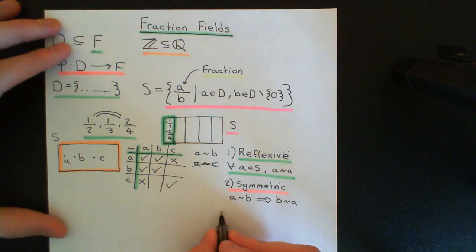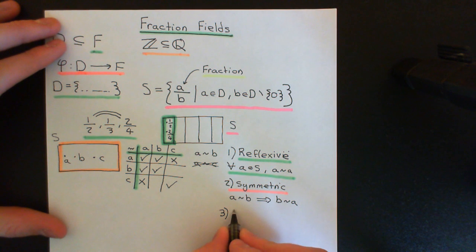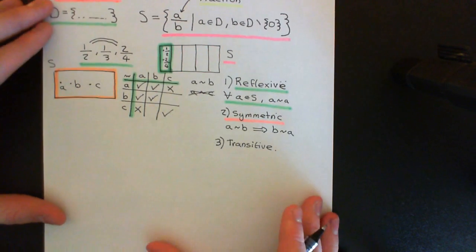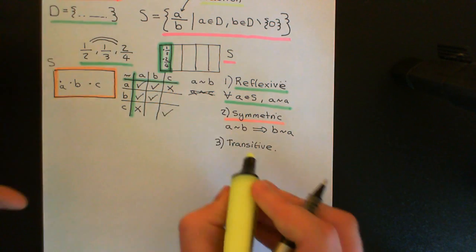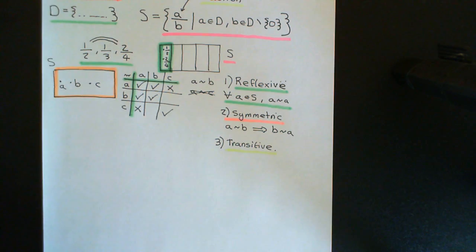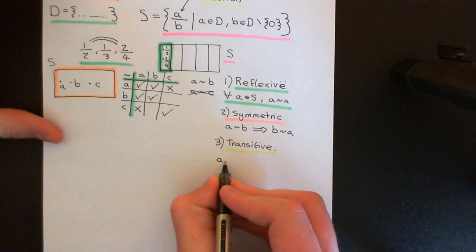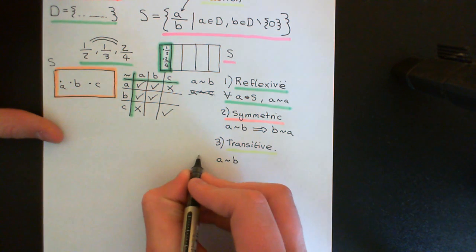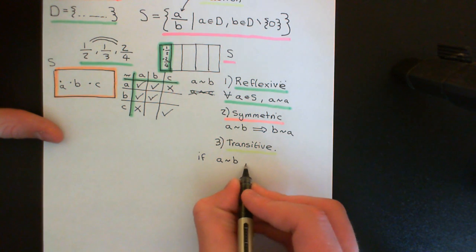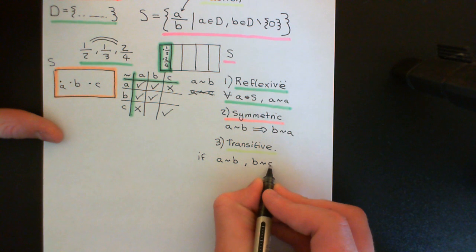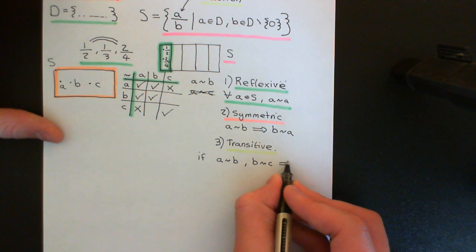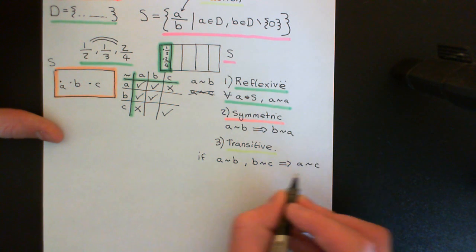Right. And then the final property is that we also need it to be transitive. Now, this is the most complicated but incredibly powerful property. Transitive means that if A is related to B and B is related to C, then it must also be the case that A is related to C.